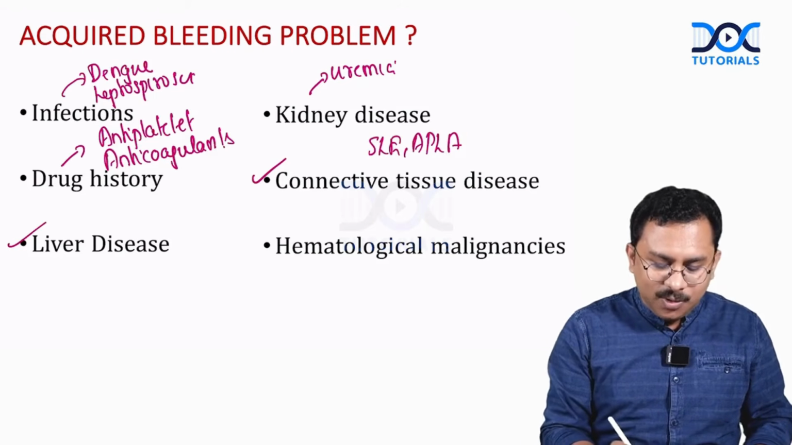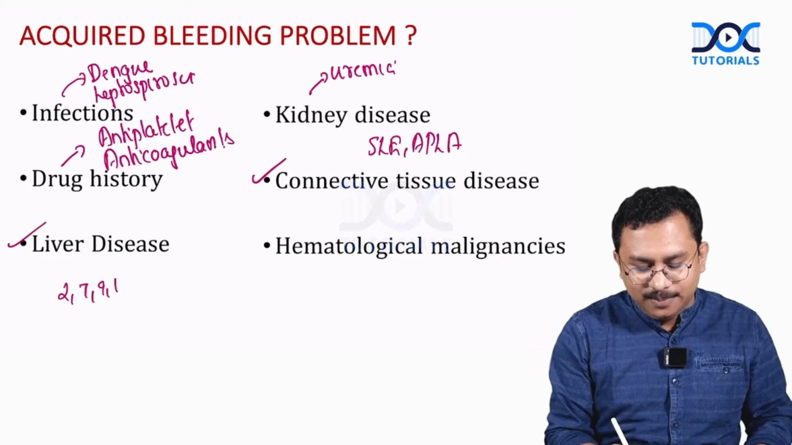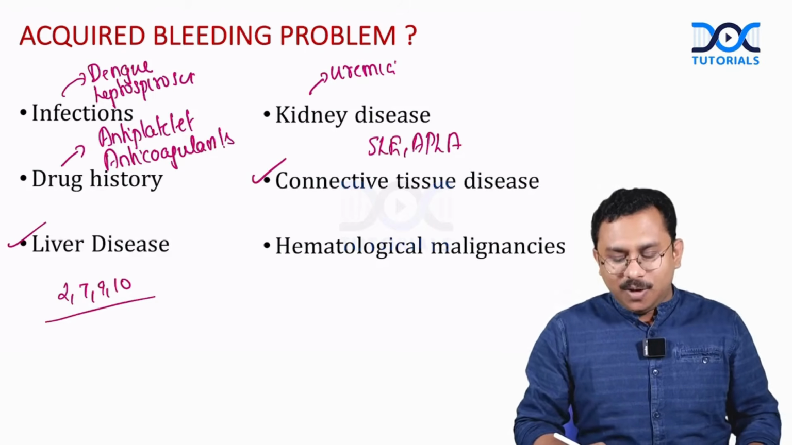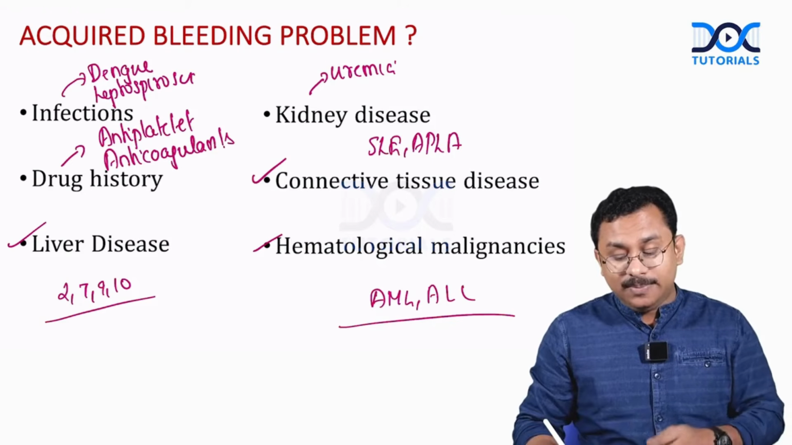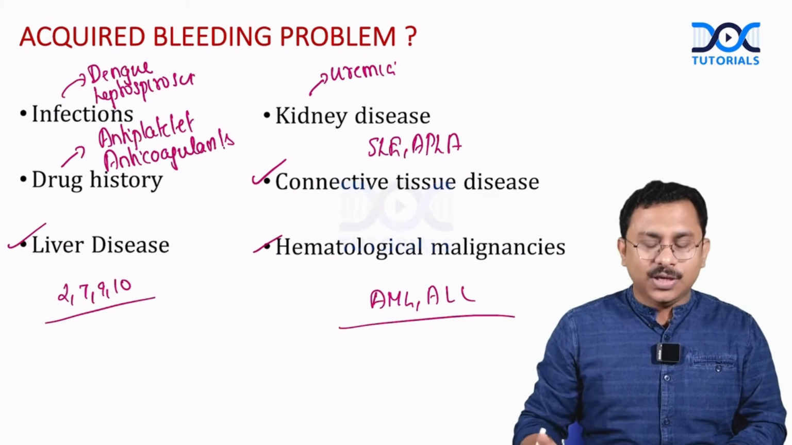Liver disease, again important, factors 2, 7, 9, 10 are produced from the liver. You can have bleeding problems. Hematological malignancies, the leukemias, AML, ALL, they can have bleeding problems because of associated thrombocytopenia as well.